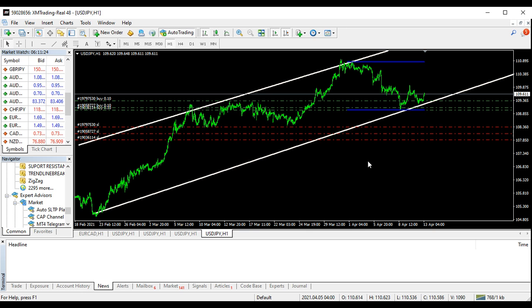You know what I mean? This is the only thing you need to see. How are you going to use this support resistance strategy? Now, what do I want to do?